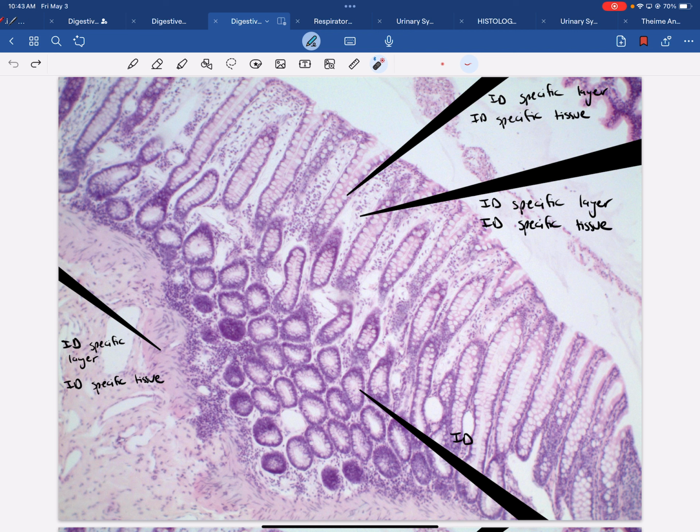Also, it looks like there should be a villus here and here, but it looks like it got chopped off. So the mucosa looks very linear. It looks very flat. So this is what the large intestine looks like.